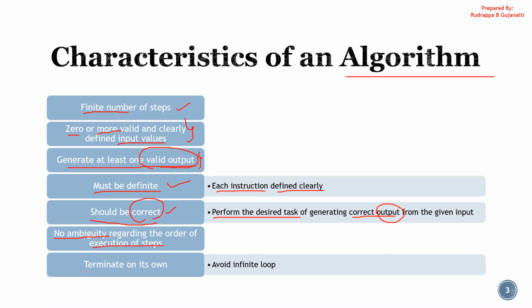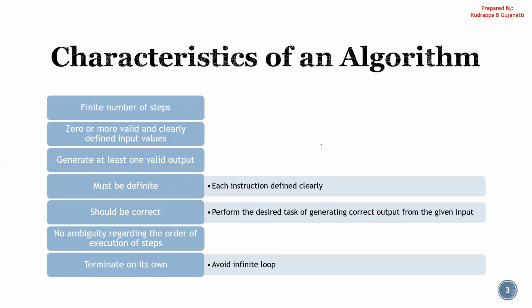So next, at the end, the algorithm should terminate. Basically, you should avoid an algorithm which falls in an infinite loop. If the algorithm is falling in an infinite loop, then you will not get the expected output. It will be within the loop and the output is not obtained. So these are a few of the characteristics of the algorithm.